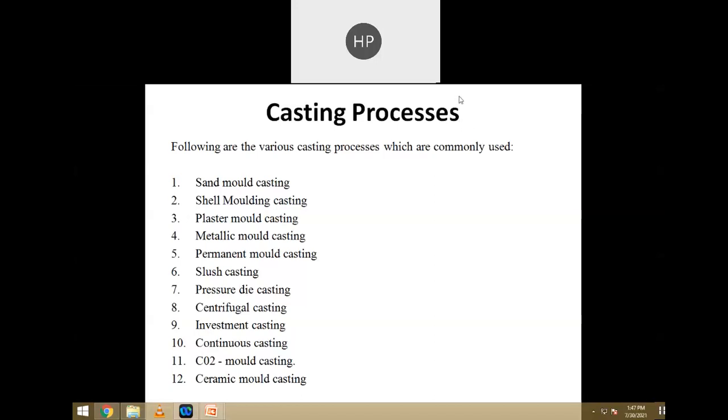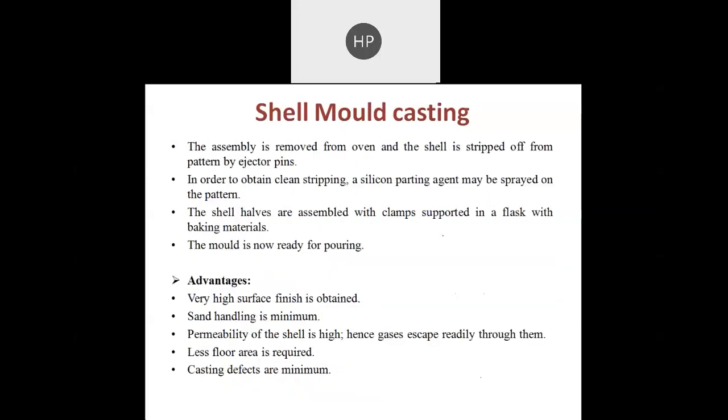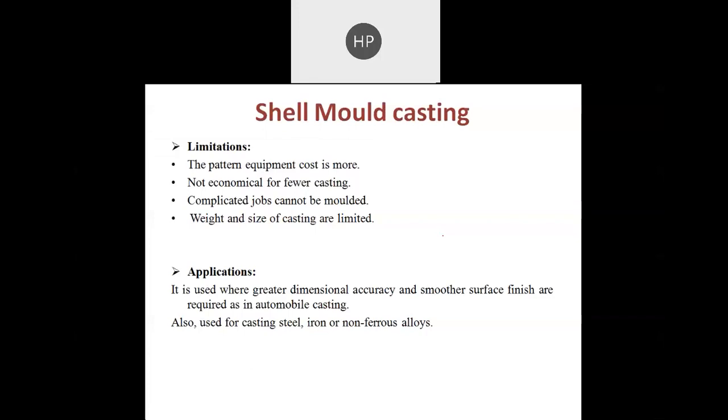So in this subject of manufacturing technology, in the last lecture we started our discussion on various casting processes. We have seen the classification of the various casting processes, and then first we talked about shell mold casting, and then we saw certain advantages, limitations and applications of shell mold casting.